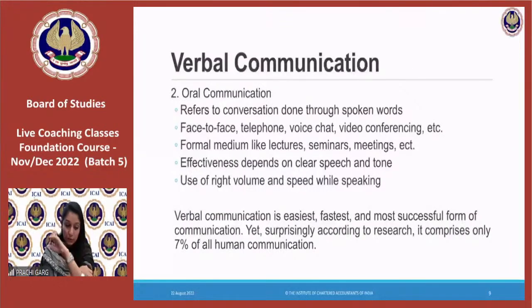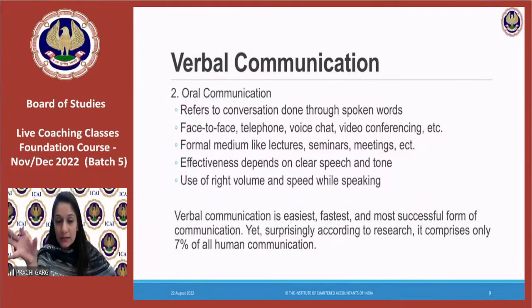So use of right volume and speed is very important. At times you hear people who are very loud. They're literally shouting while talking. In that case, also, not everybody can understand what the person is trying to say. At times when somebody is loud, people take them to be angry.